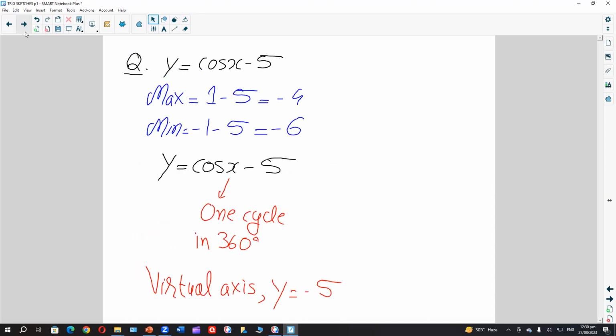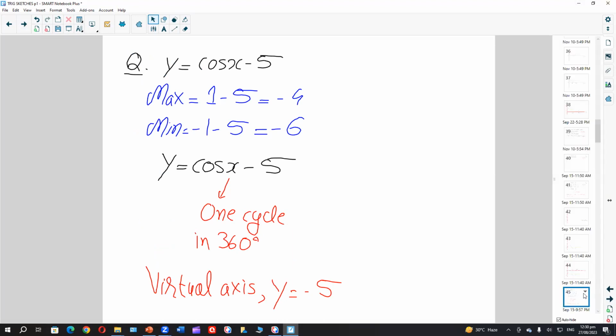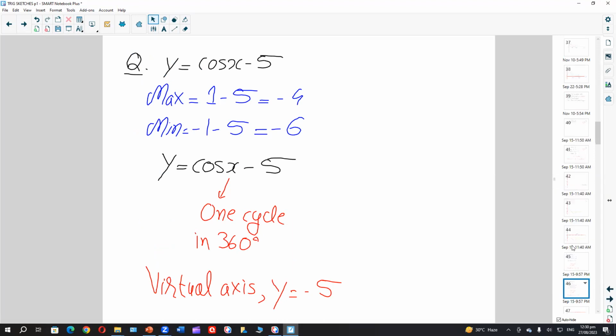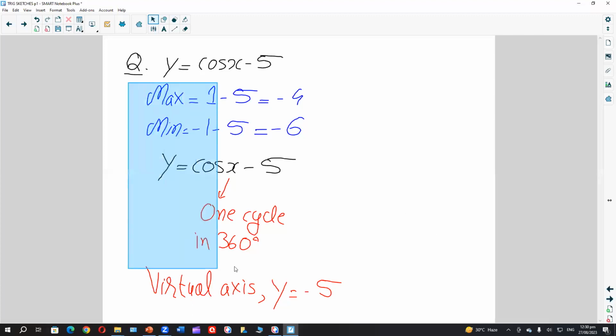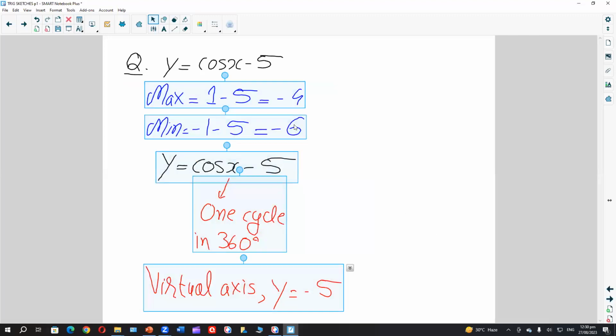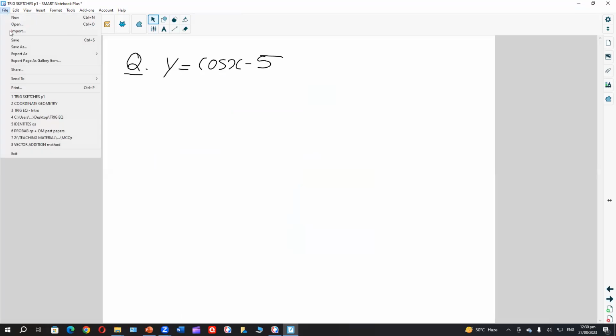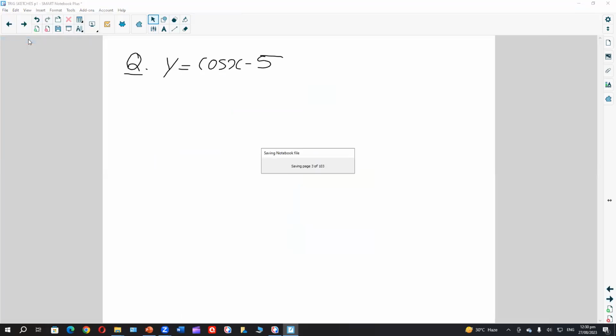Now, you have to see this one, y is equal to cos x minus 5. Can you again please repeat the steps? What are the steps to draw a sketch? Steps are, first you have to find the maximum and minimum values, then draw the vertical axis which you will get by dividing the sum of maximum and minimum by 2. Then step 3 is to draw the graph. Step 4 is to draw the x-axis and mark angles.